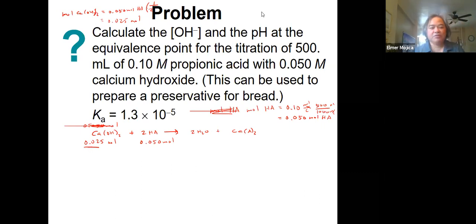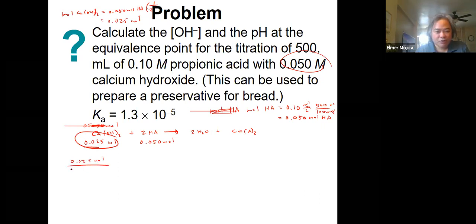Can we determine the volume? Now we have the number of moles and the concentration. So all you need to do is what? 0.025 moles divided by 0.05 moles per liter. Molarity is defined as moles per liter. So how many liters do we have here? What's the volume that we have here?